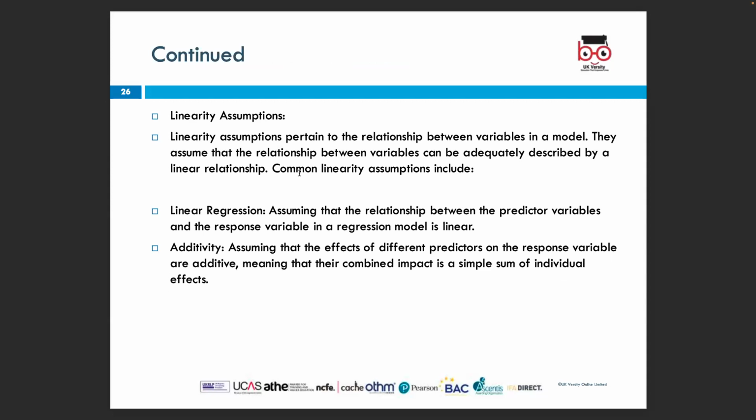In continuation, we have linearity assumptions. And then what are linearity assumptions? This assumption pertains to the relationship between variables in a model. They assume that the relationship between variables can be adequately described by linear relationships. Examples of common linearity assumptions include linear regression, which we looked at yesterday, assuming that the relationship between the predictor variables and the response variable in the regression model is linear. Additivity, assuming that the effects of different predictors on the response variable are additive, meaning that the combined impact is a simple sum of individual effects.